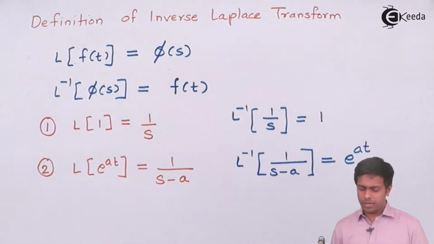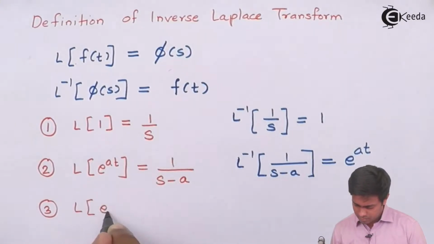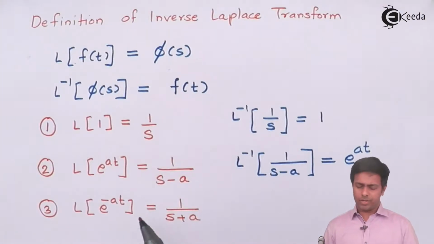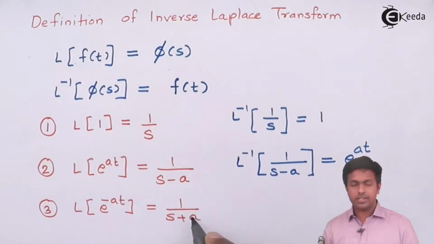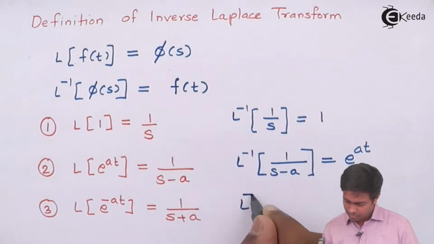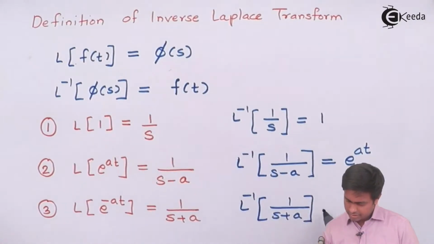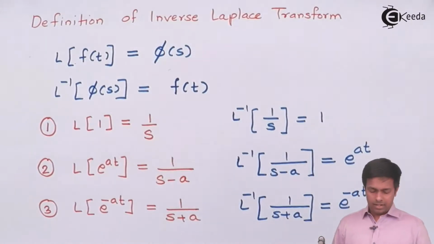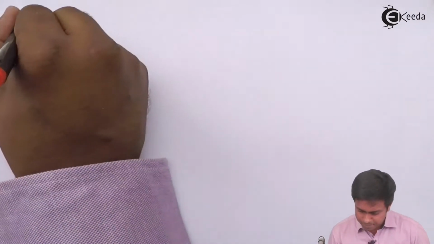Now the third formula. This formula is exactly similar to the second one. If we take L inverse of 1 upon s plus a, then we are going to get e to the power minus at. Next, what I'll do is write down all the formulae of Laplace transform, and then we'll see how they get converted into inverse Laplace transform.